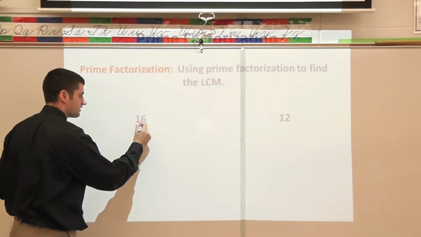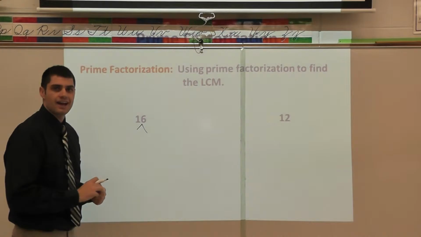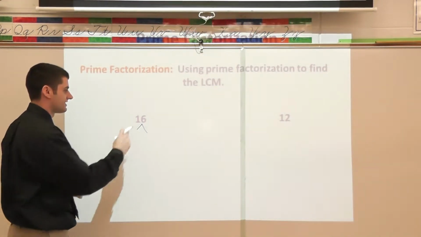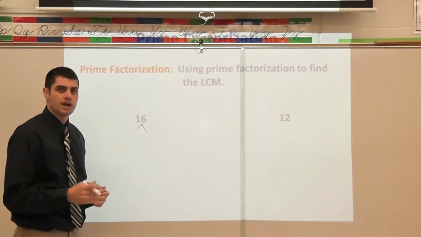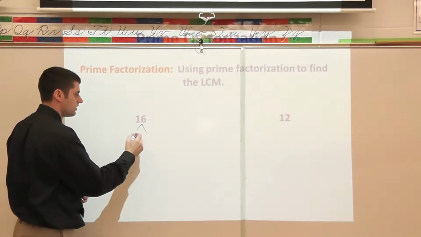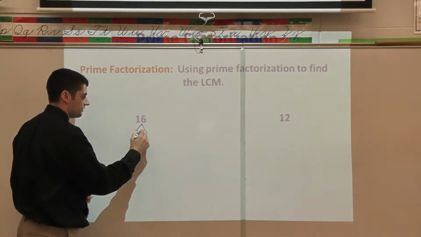I'm going to kind of draw my carrots out to the side like this. And I have to ask myself, what two factors can I multiply together to get 16? Well, I could use 2 times 8. I could use 4 times 4. Whatever's more comfortable for you. I'm going to start with 2 times 8.